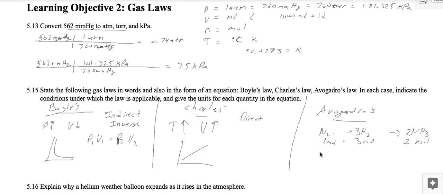Now, for gases, it also works for liters. So if we were to have 1 liter of nitrogen, we would get 3 liters of hydrogen and 2 liters of ammonia. And that's because all gases behave the same and they're all completely miscible. And so regardless of what kind of gas we have, that will be true. And that's Avogadro's law. All right, that's a new one. The other ones are reviews from before. Okay.